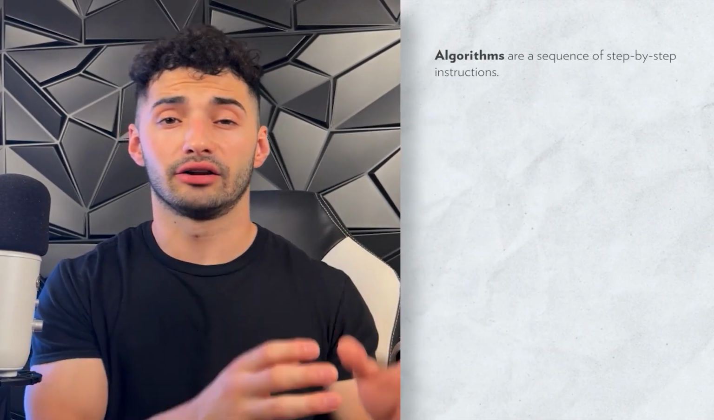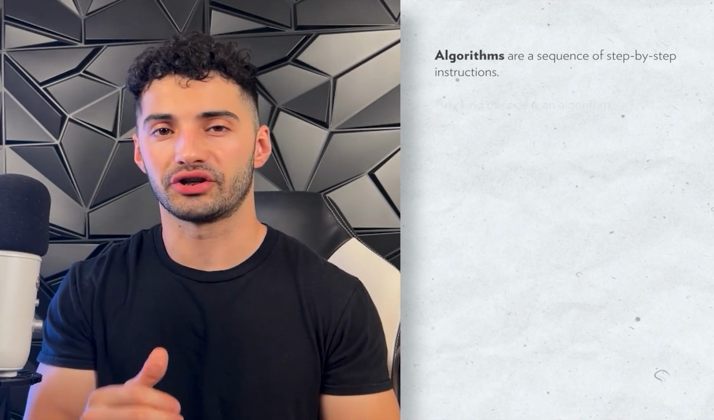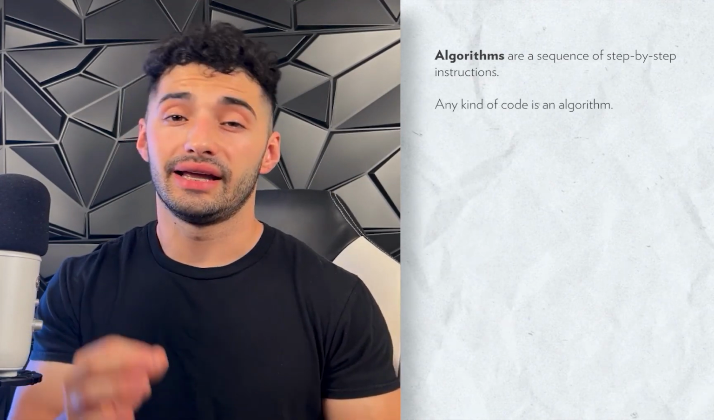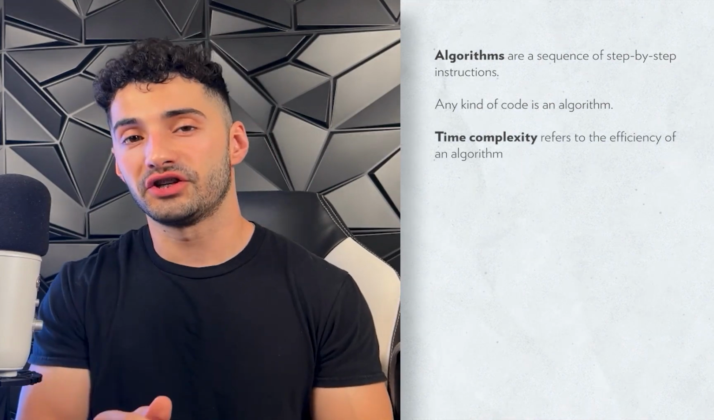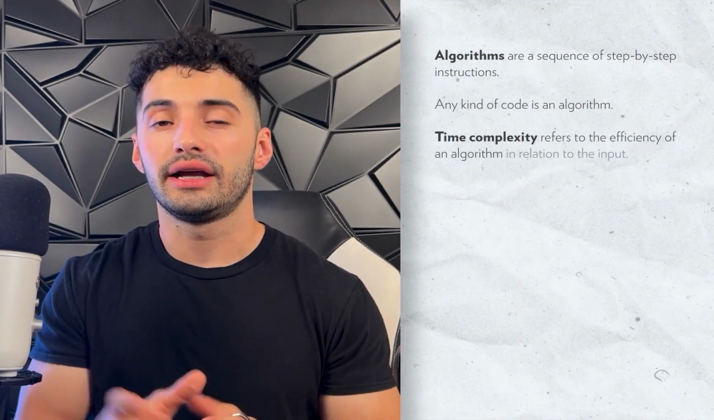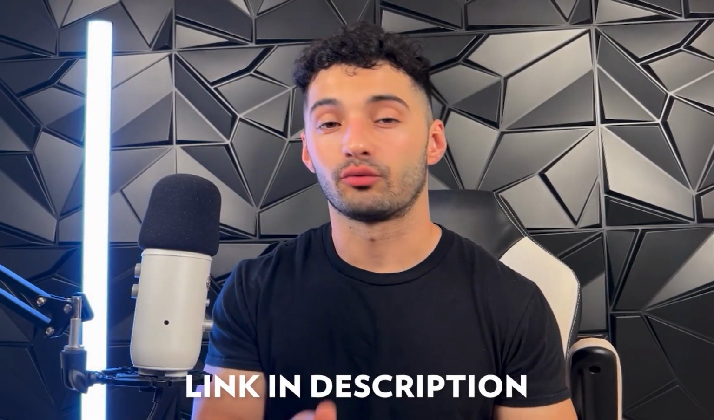As a quick recap, let's get clear on some definitions. An algorithm is simply step-by-step instructions. It's code. Any kind of code is an algorithm. And time complexity refers to the efficiency of that algorithm or the code in relation to the input. You should already know about this. If you don't, click the link in the description to watch that video first.